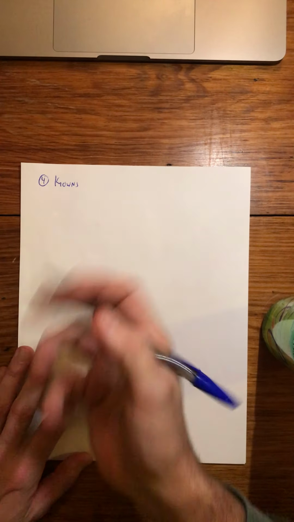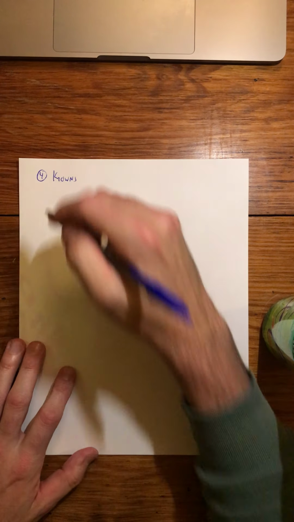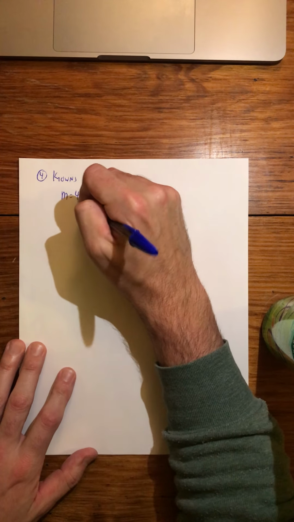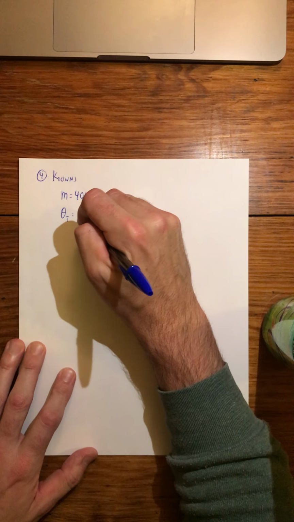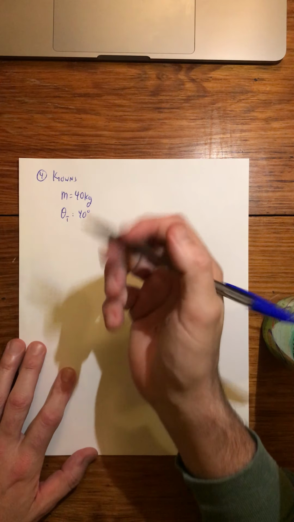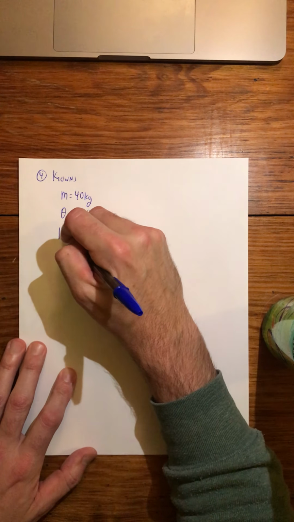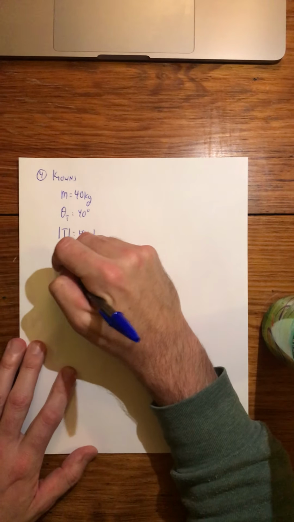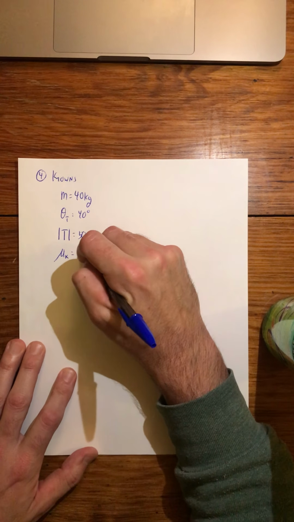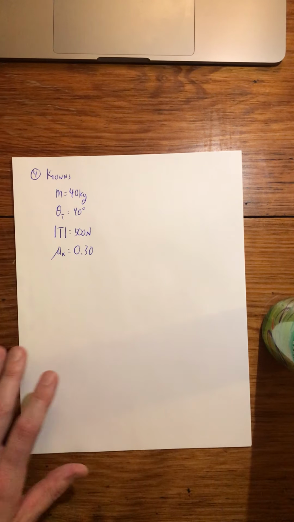So the next thing that we want to do here is knowns, right? So here we want to write down our knowns in variable form. I know that the mass of this object is 40 kilograms. I know that theta t given is 40 degrees. Apparently lots of 40 here. I know the magnitude of t is 500 newtons. And I know the coefficient of kinetic friction is 0.30. Okay, cool.